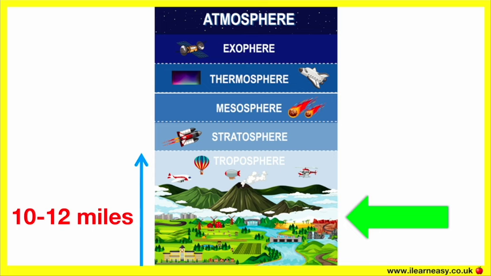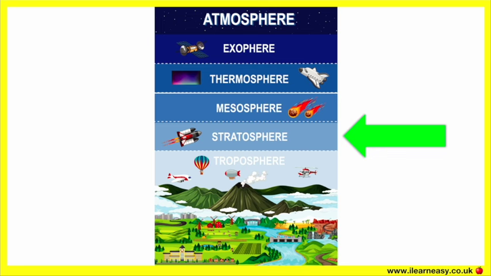So, to summarize, the troposphere is the lowest layer, most of the Earth's weather happens in this layer, the temperature decreases with increase in altitude, and it's the densest layer.